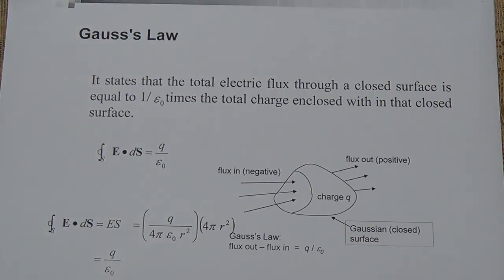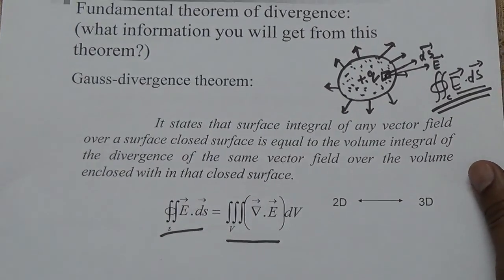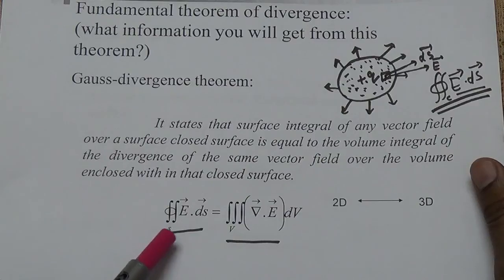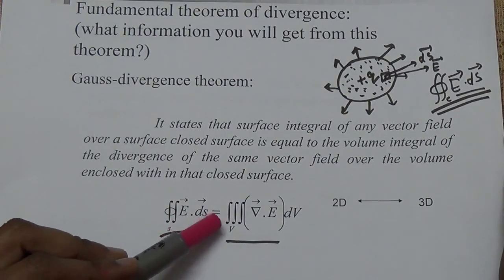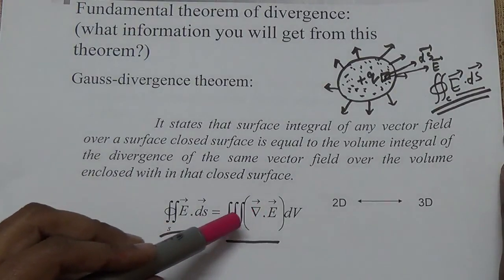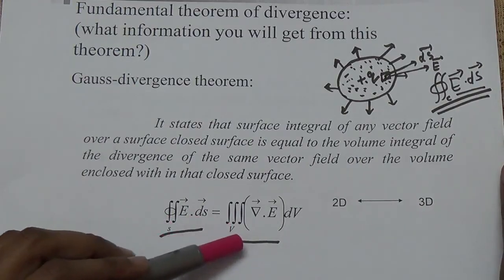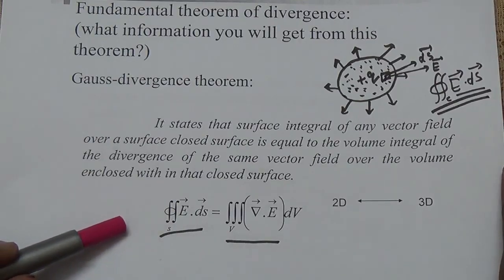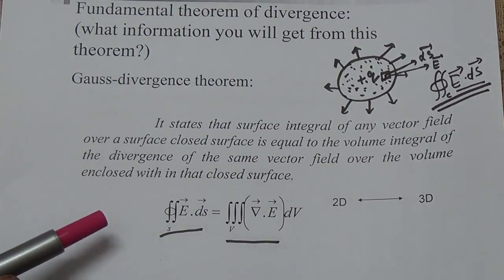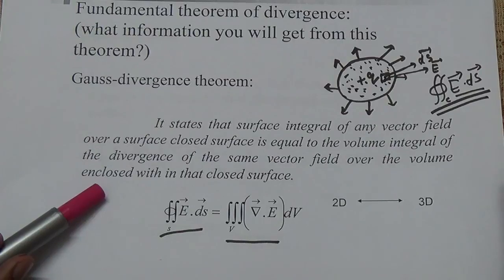After studying the two basic fundamental theorems, one was the Gauss divergence theorem, which provides the relationship between the closed surface integral of E dot ds and the open volume integral of the divergence of the electric field. From closed surface to volume integral, two dimension to three dimension also you can say. So this was basically the relationship between the integral and differential form.